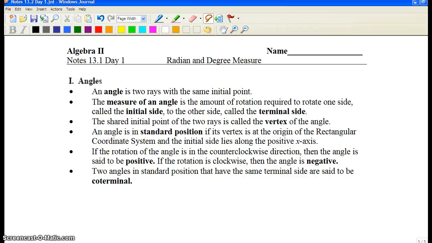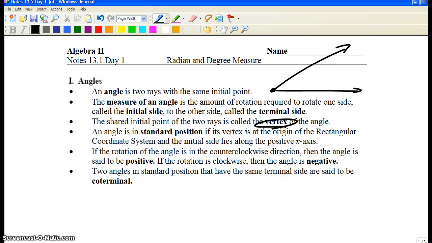Okay. You guys know what an angle is? It is two rays that have the same initial point. So as an example, an angle would be this ray and that ray. That's an angle. Nice job. Two rays have the same initial point. That initial point is called the vertex. It's one of the vocabulary points in here.